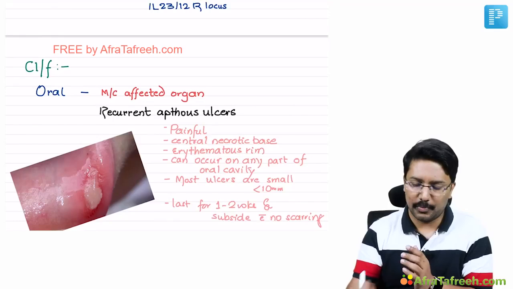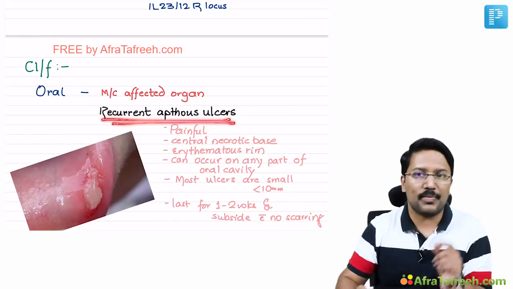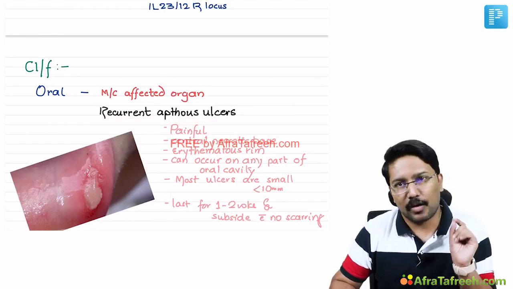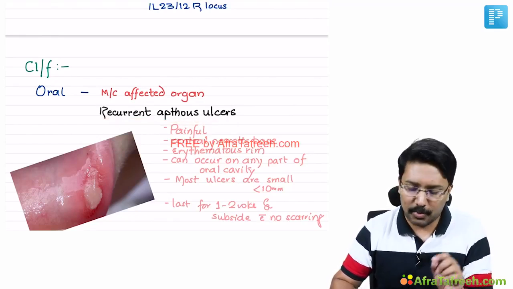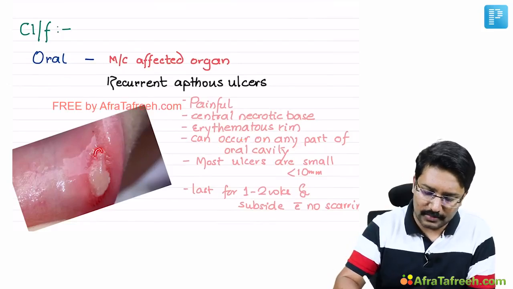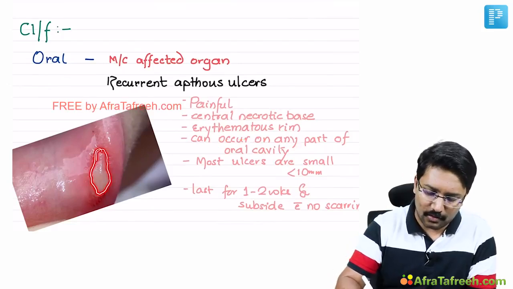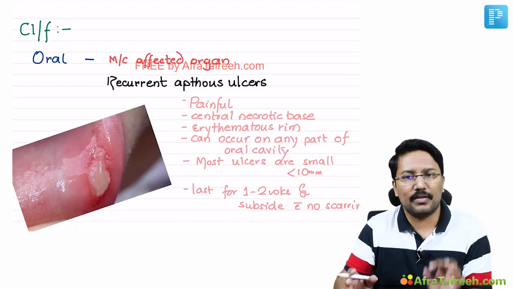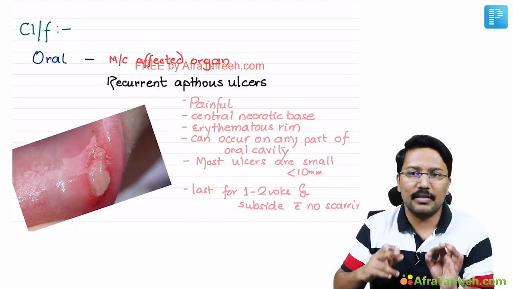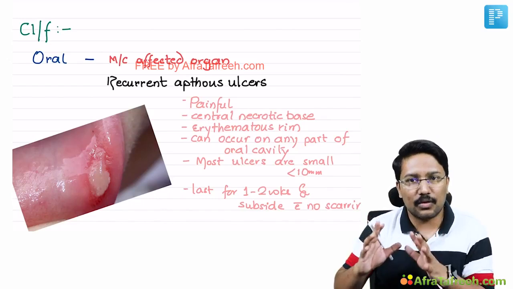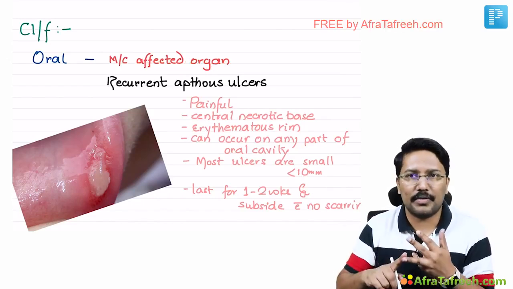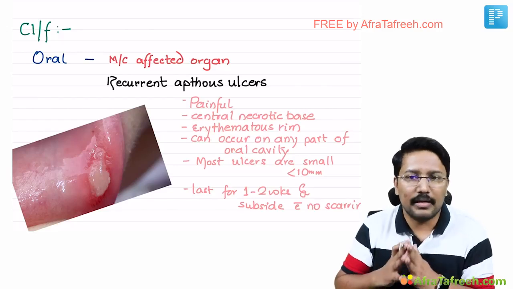What is the manifestation? Patients develop recurrent aphthous ulcers. There are certain points that I want you to note. Point number 1, the ulcers are painful. If you look at the ulcers, you will notice that they have a central necrotic zone, and surrounding that there is an area of erythema, a classical aphthous ulcer. Central necrotic zone and erythematous rim. Now, these oral aphthous ulcers can affect any part of the oral cavity, tongue, cheek, any part.